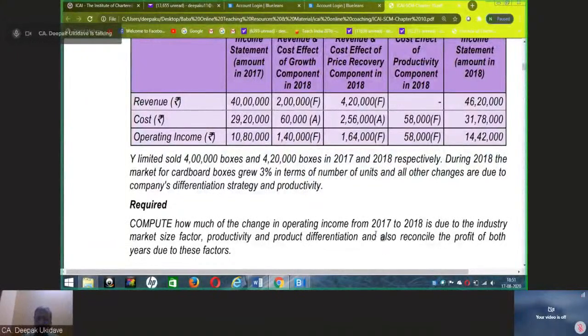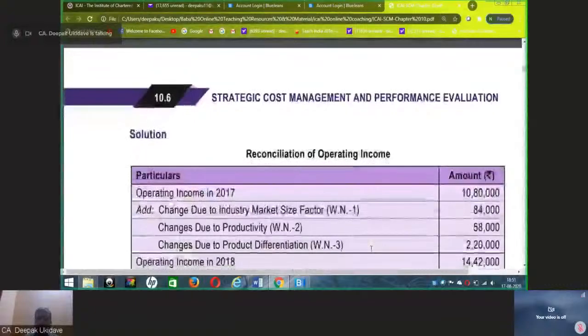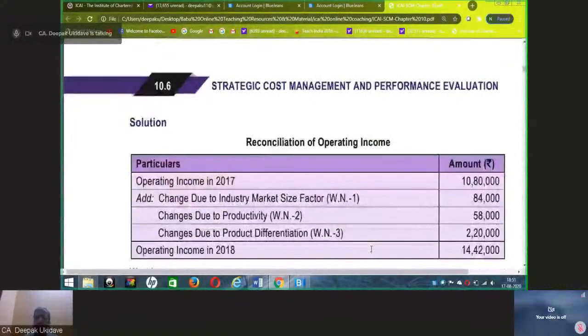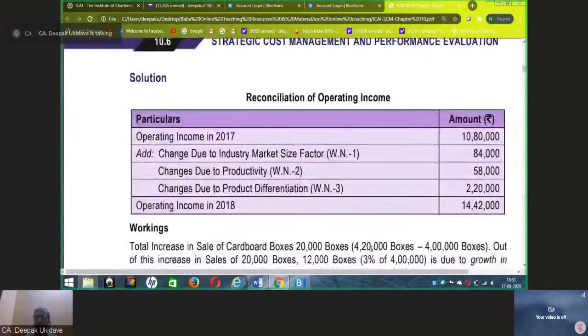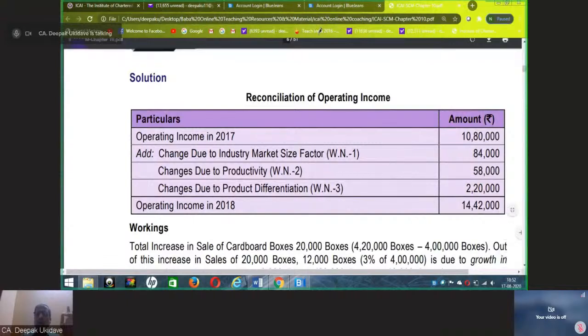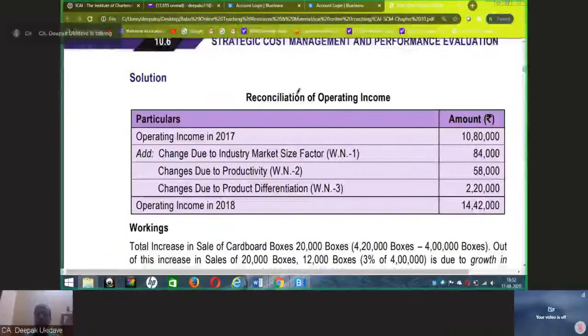So let us look at the approach now. Being the first problem, we will understand the approach from the solution which is given immediately below this. See, right now we will not understand the figures, only look at the structure, the format. What is the main question? Prepare a reconciliation of operating income. So this will be the standard format in which you will prepare reconciliation. Any statement you will give a title. So the most important thing is giving a title. Reconciliation of operating income. This is the title that is given.